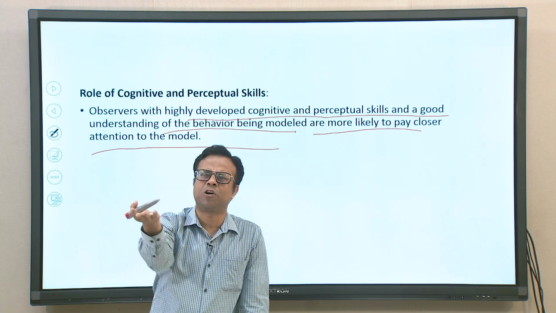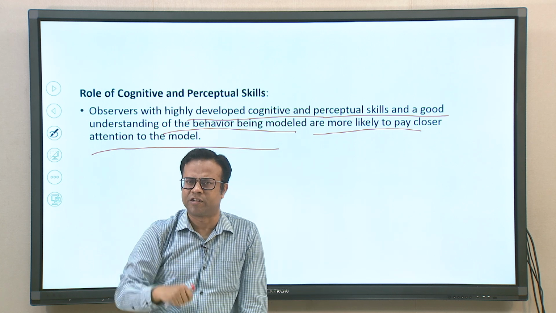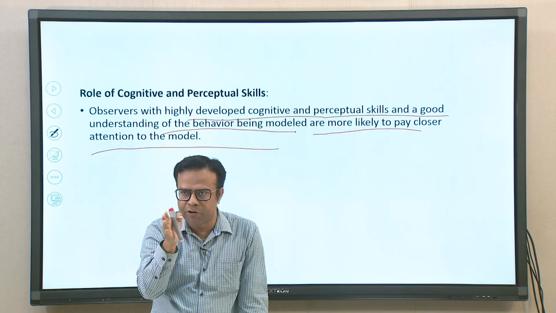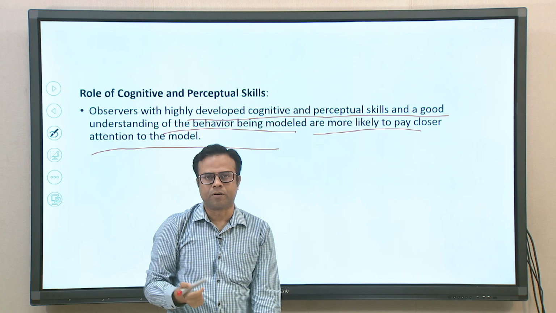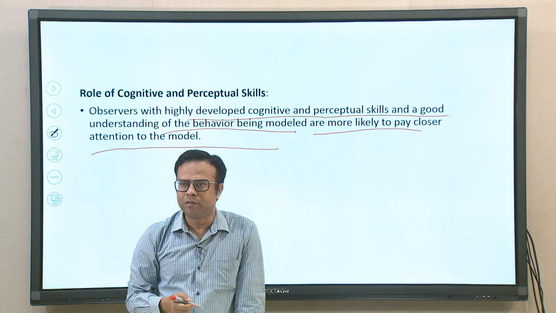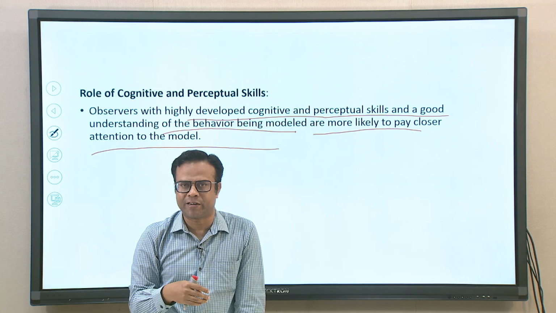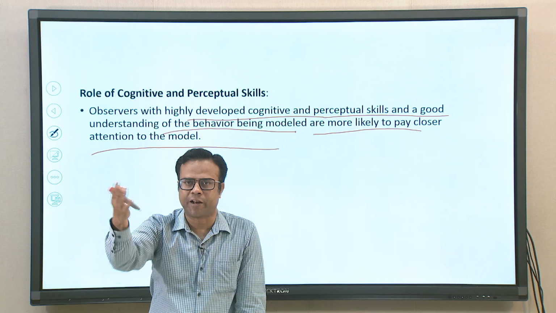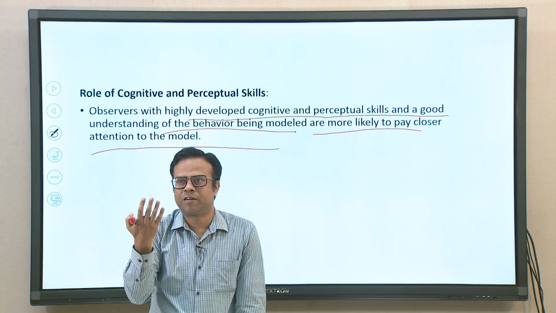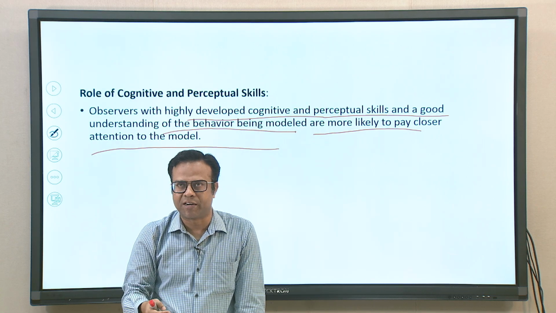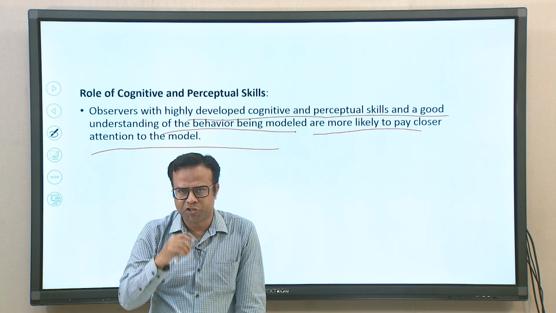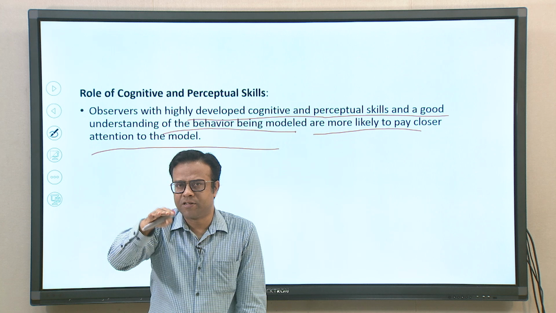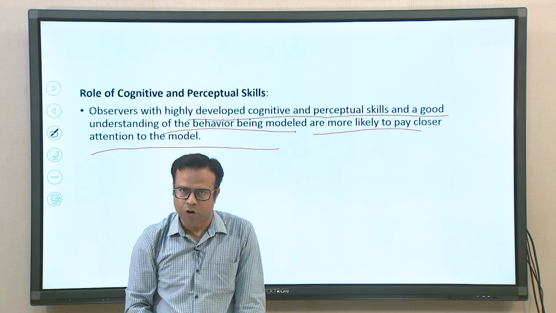If you do not understand something, you will not pay attention. You will say, no, I am not able to understand it, and probably you will not pay much attention. But if you understand some phenomenon, your attention will go there. It is very simple. So, if you understand cricket very well, you will pay more attention to cricket as a sport, because you understand what is happening there. You understand all the history and the dynamics of it. If you do not understand much about cricket, you will not have much interest in that. So, your cognitive and perceptual skills will also determine whether you pay attention or not.